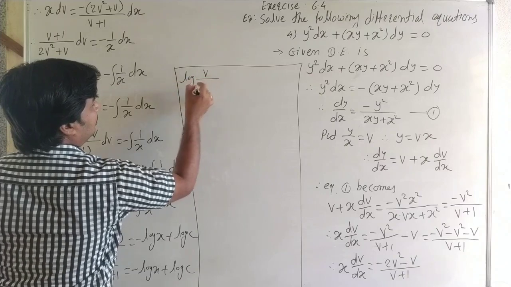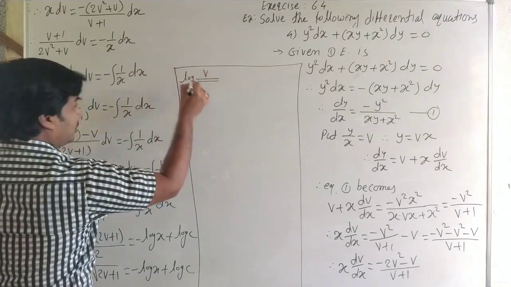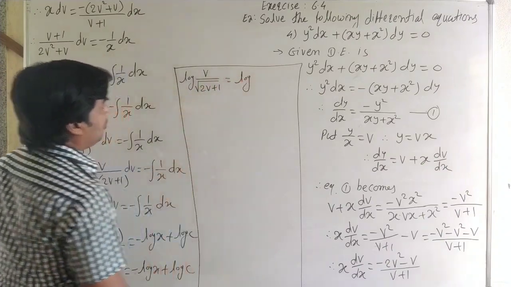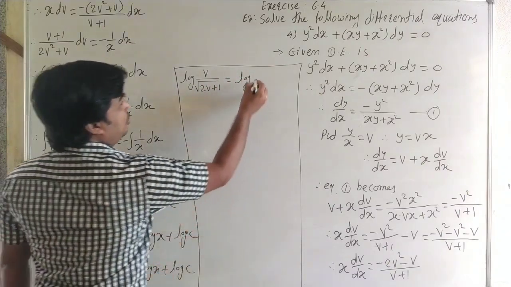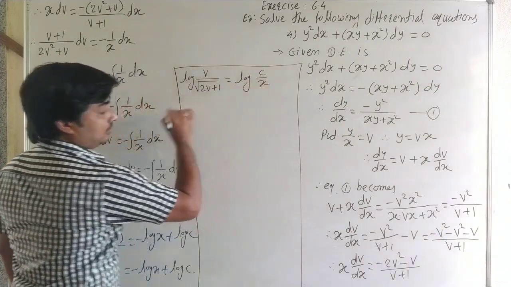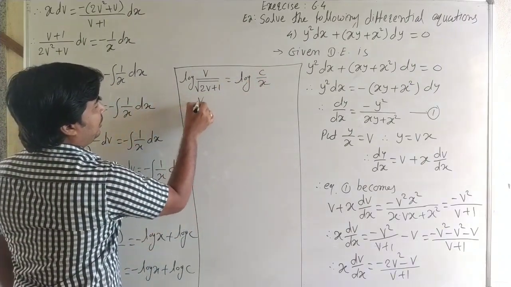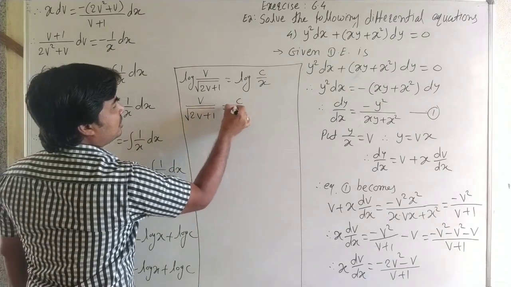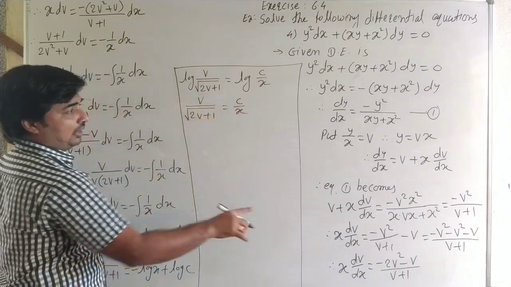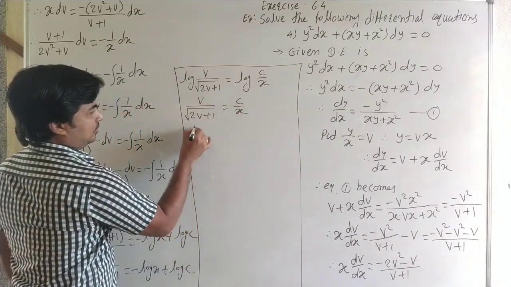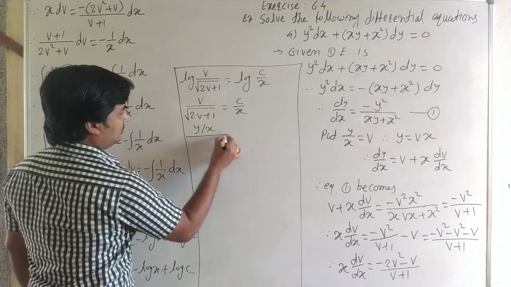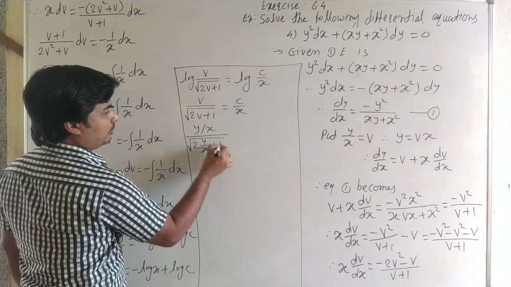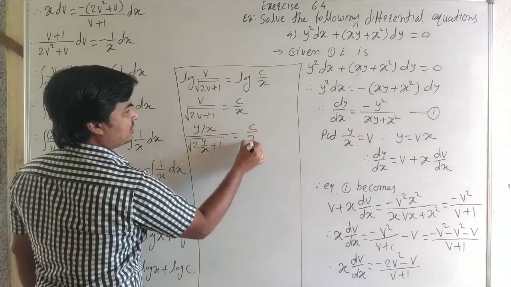Log of phi upon under root 2v plus 1 is equal to log of c upon x. Then removing log on both sides, phi upon under root 2v plus 1 is equal to c by x. Now put the value of phi, and phi is y by x. Therefore y by x upon under root 2y by x plus 1 is equal to c by x.